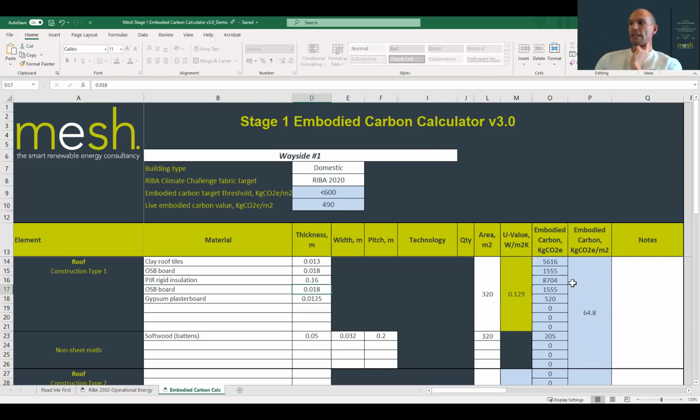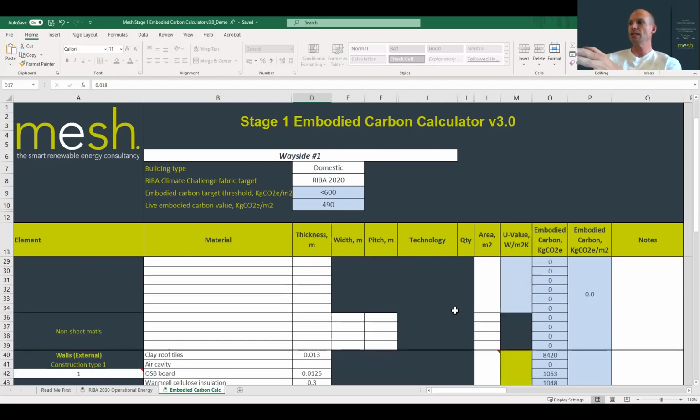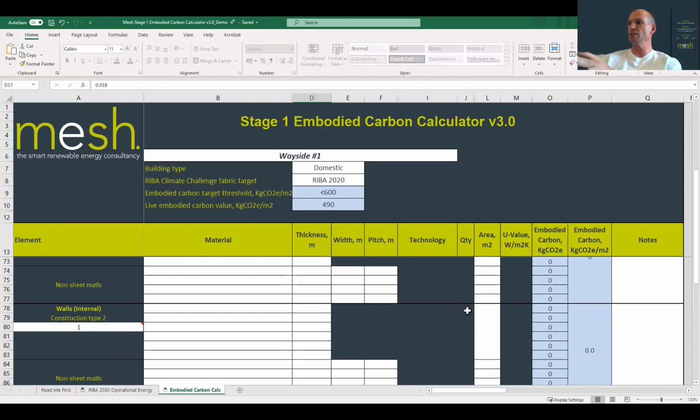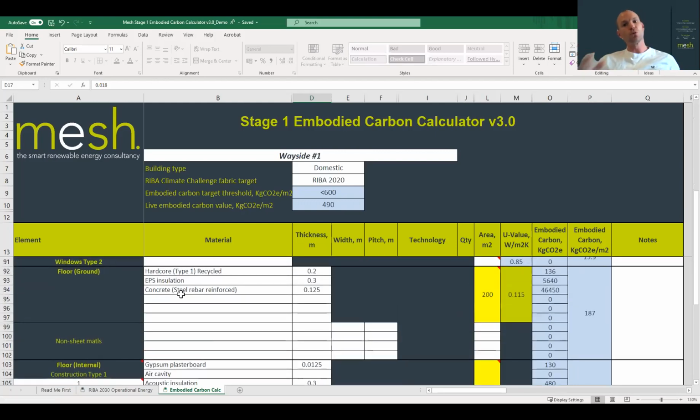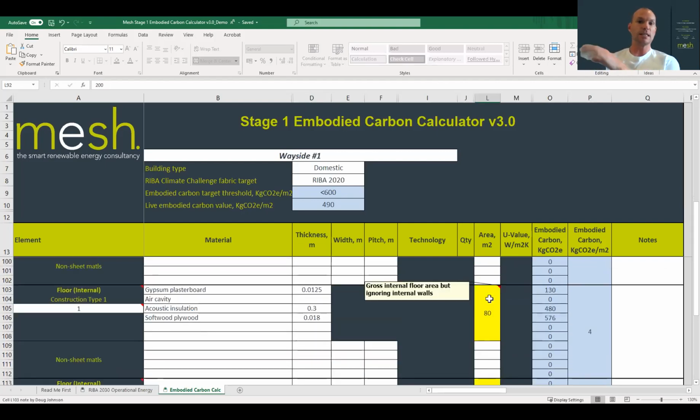Now, to get values in these cells here, what is critically important in this calculator, if we scroll down, you'll see some yellow cells here, some bright yellow cells. And these are to do with the floor areas. So embodied carbon, the metric used is per square meter of floor area. So kilograms of CO2 per square meter floor area. As a result, you must have a floor area in this calculator to give you anything.